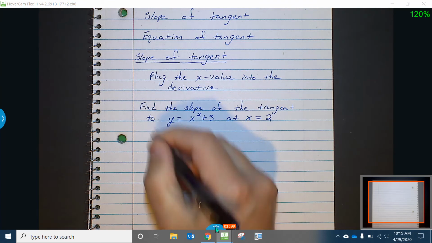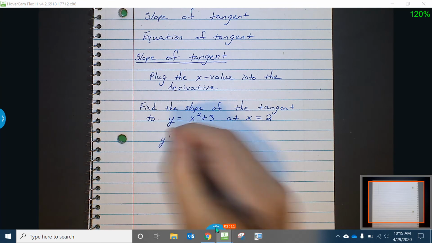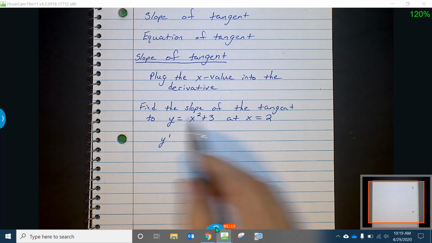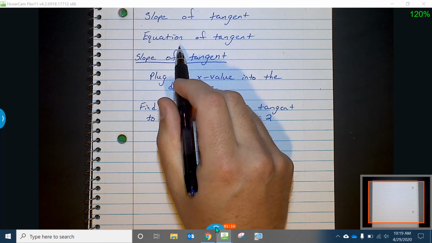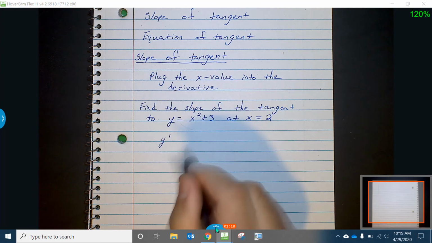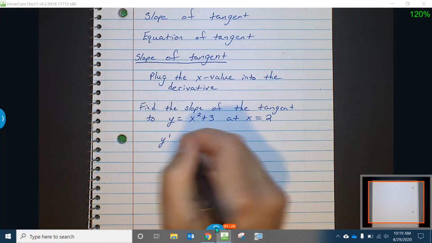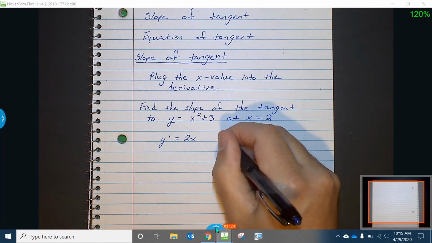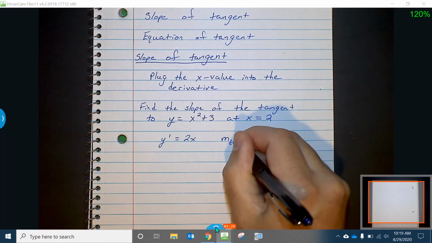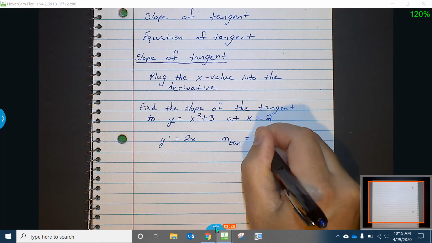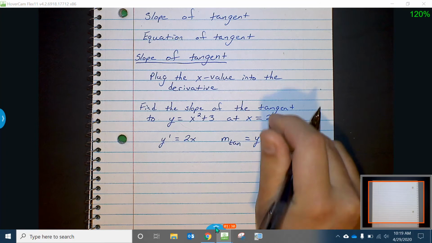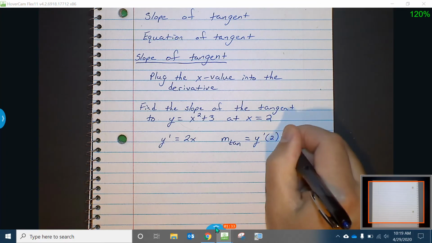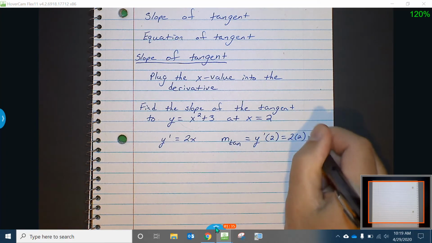So we first of all take the derivative. Whenever you see slope or equation of tangent, you have to take the derivative. So the derivative of x squared plus 3 is 2x. So the slope of the tangent, which sometimes I write m tan, is equal to y prime of, we're asking it at 2, and 2 times 2 is 4.